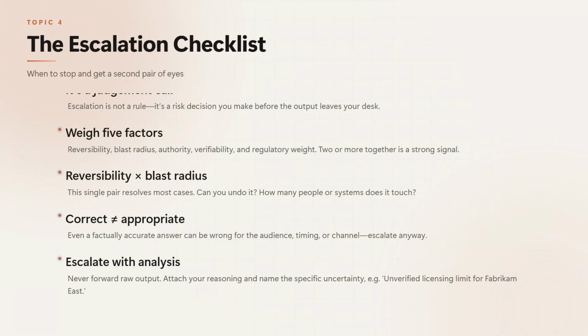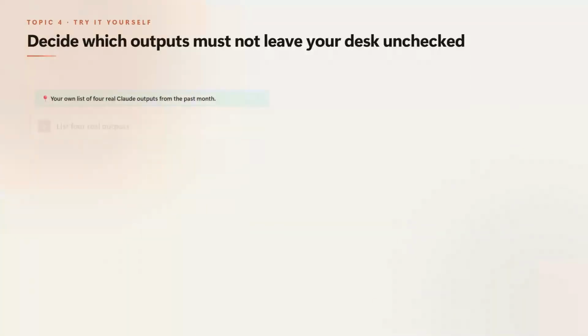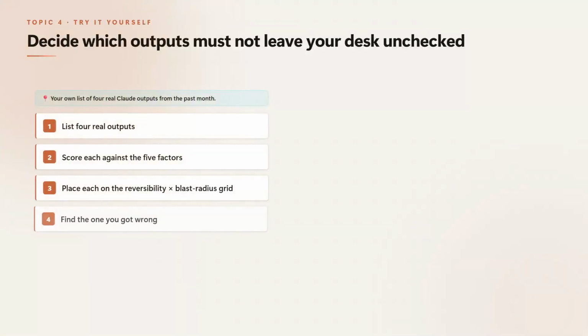Instead, you weigh 5 factors: reversibility, blast radius, authority, verifiability, and regulatory exposure. Most cases resolve on reversibility versus blast radius. But the subtlest trigger is verifiability. If you can't check something and someone else can, that alone justifies passing it on. Escalation is not abdication, it means handing over your analysis plus your uncertainty. Now you'll apply this to 4 real outputs from your own work. Here is the sequence to run yourself.